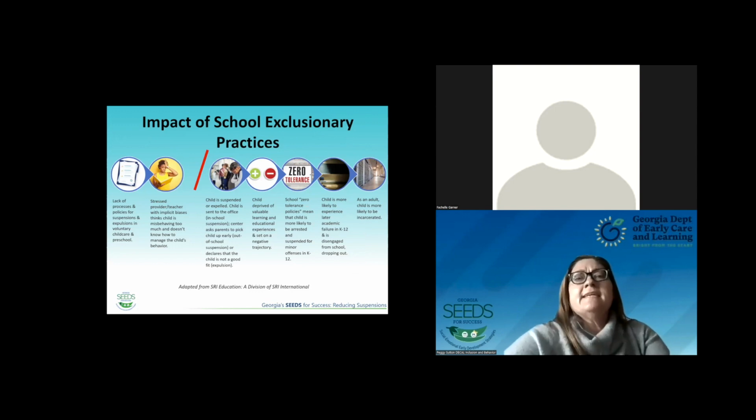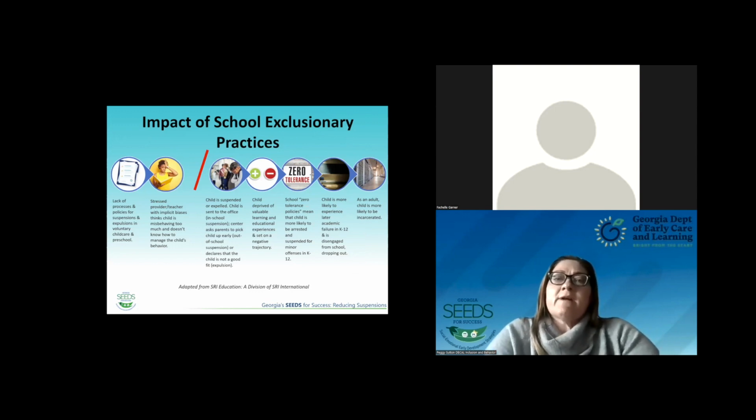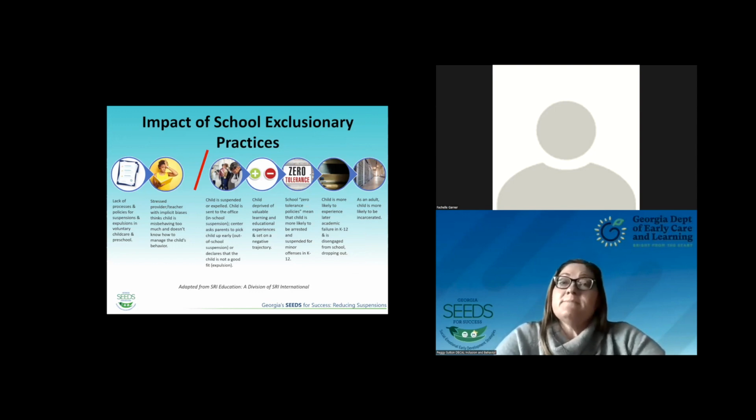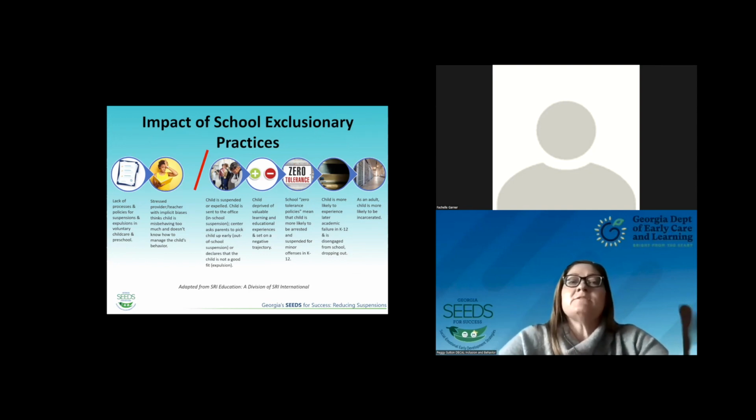So here we can see the impact of school exclusionary practices described through the preschool to prison pipeline. I'm sure that you have heard of this. This is the process in which students are pushed out of school through out-of-school suspensions, through expulsions, and through overly harsh discipline, and they're pushed into the prison system.